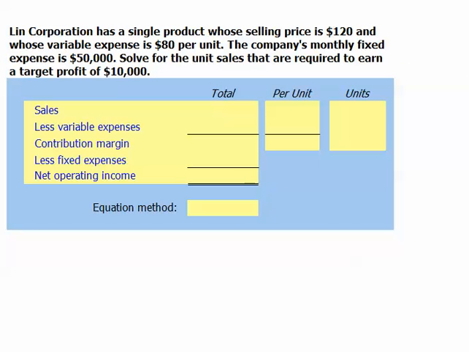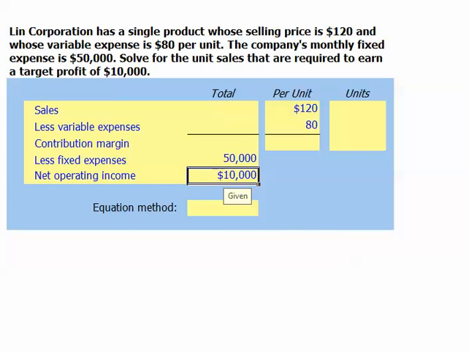Lynn Corporation has a single product whose selling price is $120 per unit and whose variable expense is $80 per unit. The company's fixed monthly expense is $50,000. Solve for the unit sales that are required to earn a target profit of $10,000.